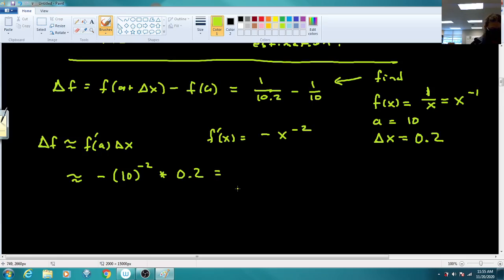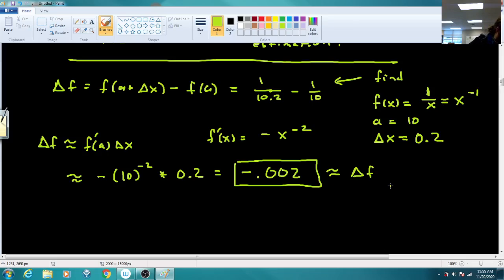So this won't be exact. It should be kind of close, though. And we get negative 0.002. This is our approximation. That is about equal to delta f. So then they say, how accurate is your estimate?